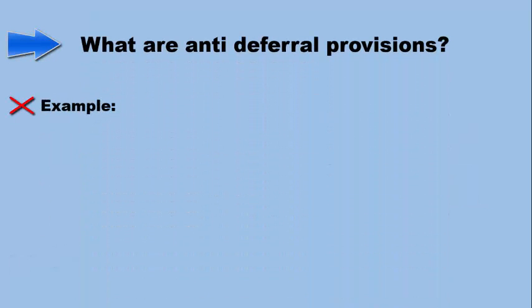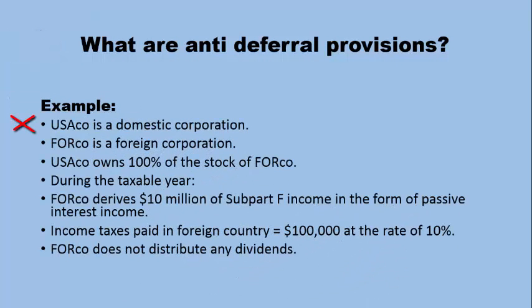So let's take an example. We have a USACO, a domestic corporation, and a FORCO, a foreign corporation, and we assume that USACO owns 100% of the stock of FORCO. During the taxable year, FORCO derives $10 million of Subpart F income in the form of passive interest income. Income taxes paid in the foreign country equal $100,000 at the rate of 10%. FORCO does not distribute any dividends.